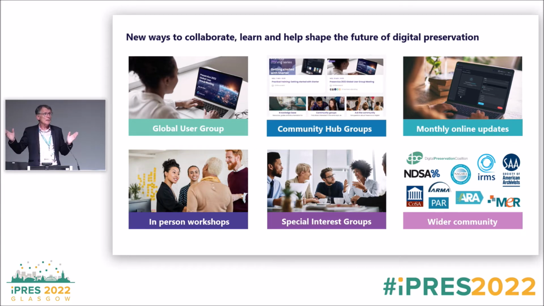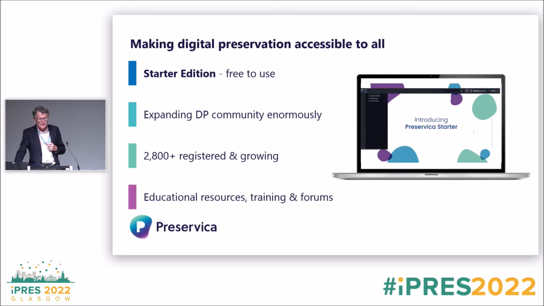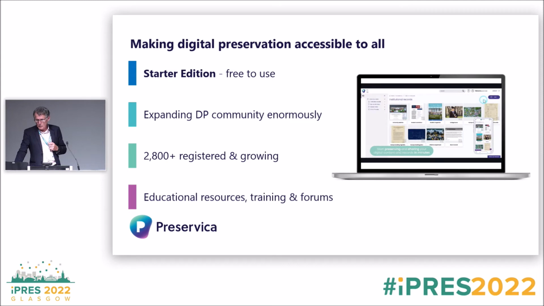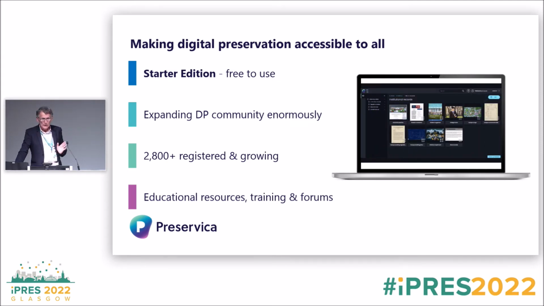If you want to see the easier to use product in its simplest, basic, smallest form, starter.preservica.com. It's free. Go sign up. There's a preservation system there up to 5 megabytes. So go have a play with that. It's a real system. It characterizes and normalizes. We've got new versions of that coming along. So please do have a look at that.